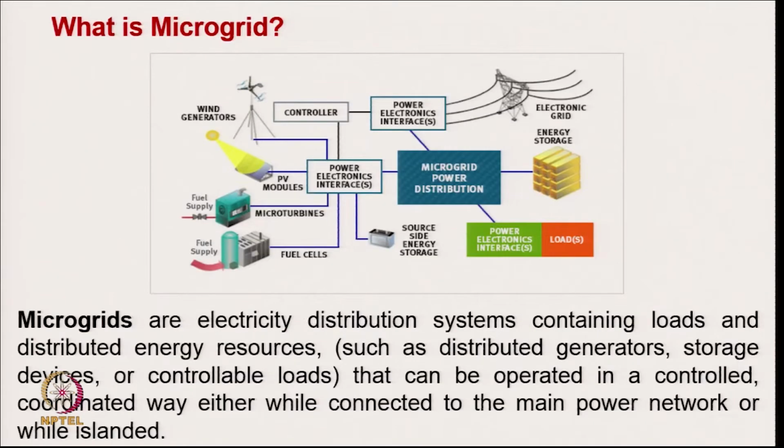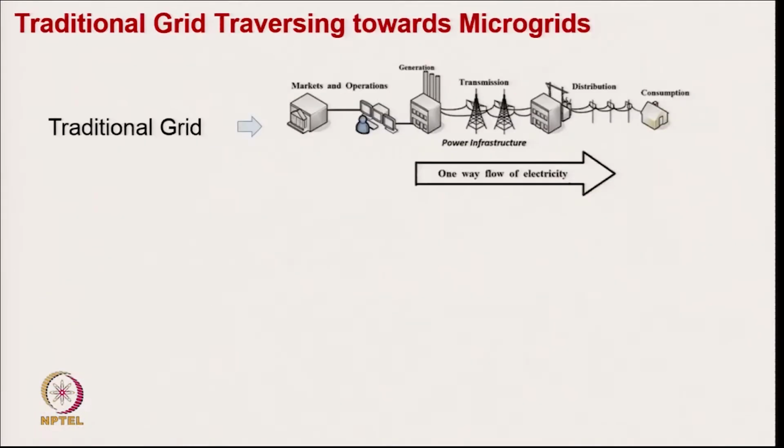So, this is typically the concept of microgrid. Microgrids are electrically distributed systems containing loads, distributed energy sources such as distributed generators, storage devices and controllable loads that can be operated in a controlled, coordinated way either while connected to the main power network or while islanded.